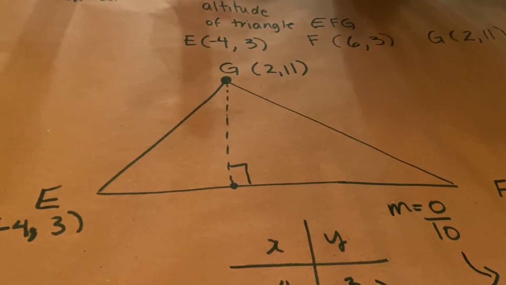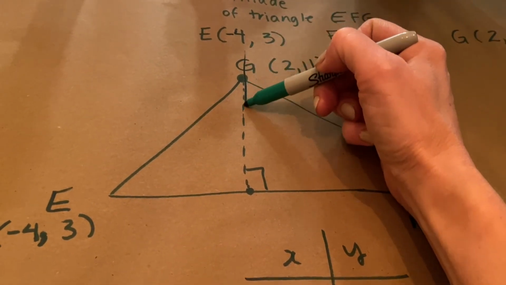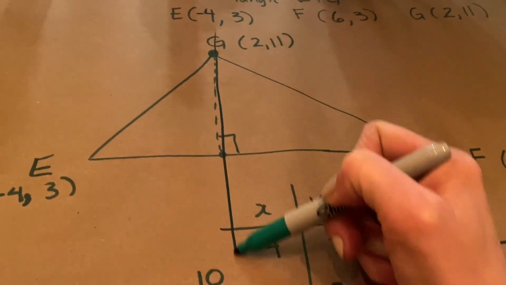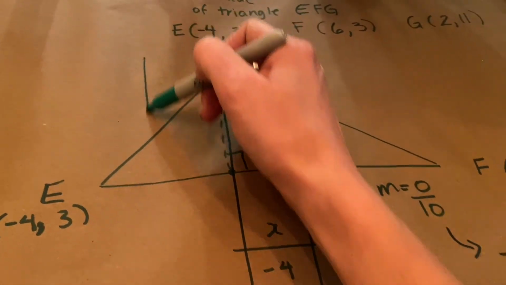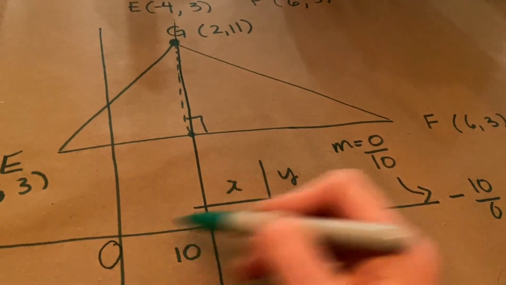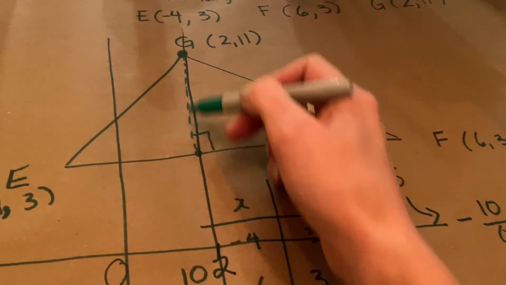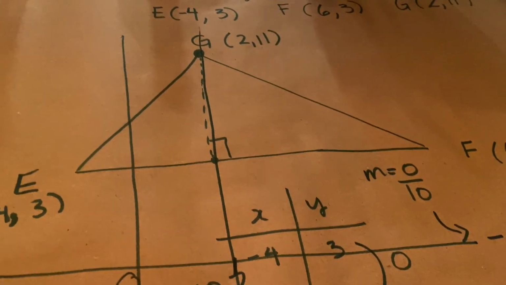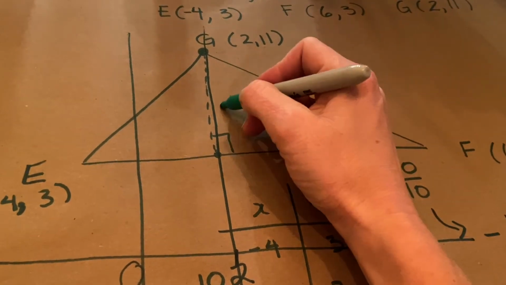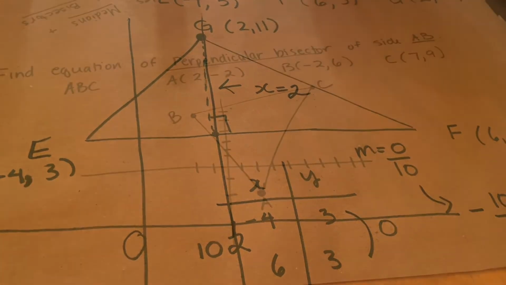If I come back to my table on my chart paper, I see that that makes sense. I've got this line that's perfectly vertical. And if this were on a Cartesian plane, if I were to have graph paper, here would be 0, and this point right here would be 2. And it makes sense that it's 2 because this point right here is (2, 11). So this altitude has equation x equals 2.